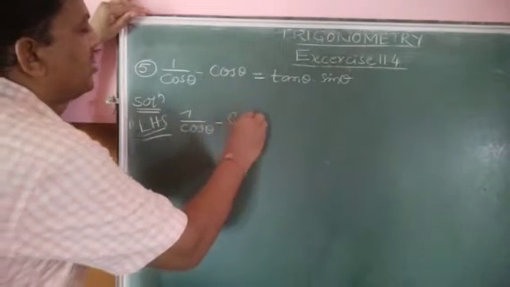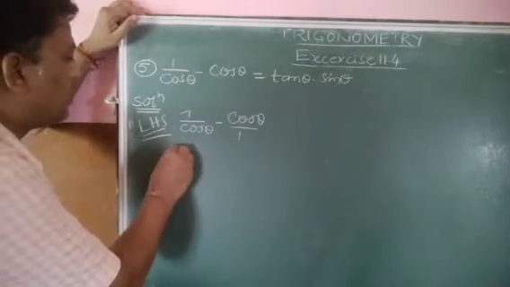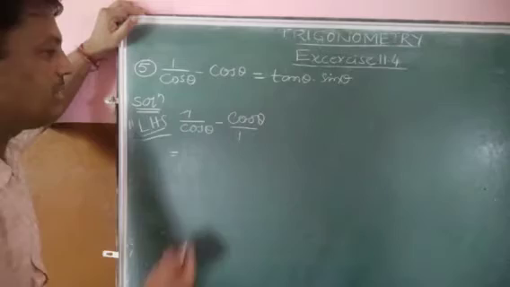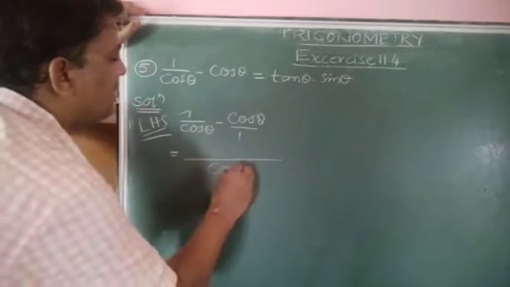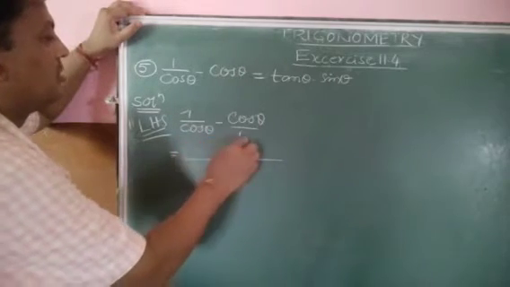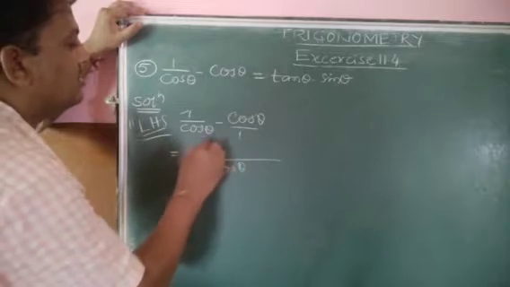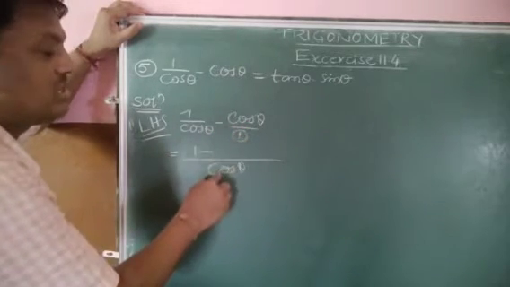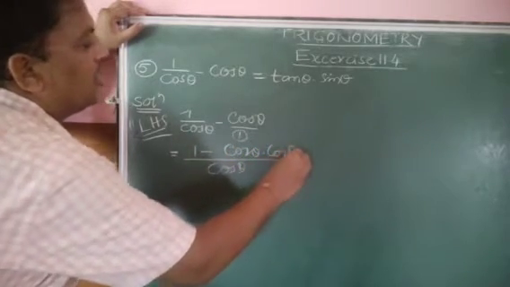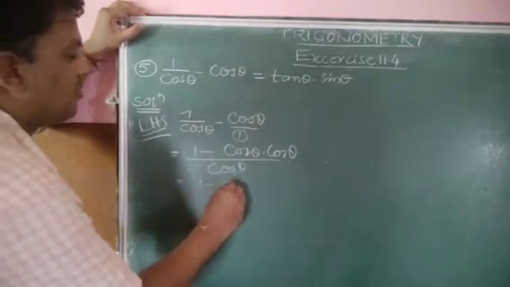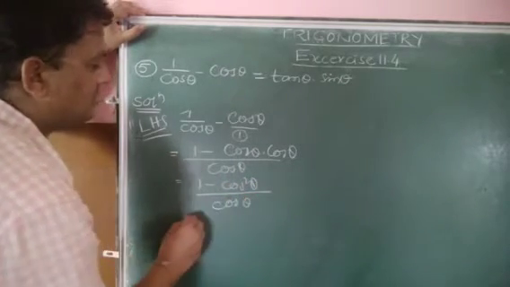Cos theta minus cos theta. Here we can simply write 1. After putting 1, what can you do, children? Expected: simply LCM. We have to take the LCM. LCM is cos theta. So cos theta 1 times. So how much, children? 1 minus, here 1 is there, cos theta times cos theta into cos theta. Now see, the possibility is coming: 1 minus cos square theta by cos theta.